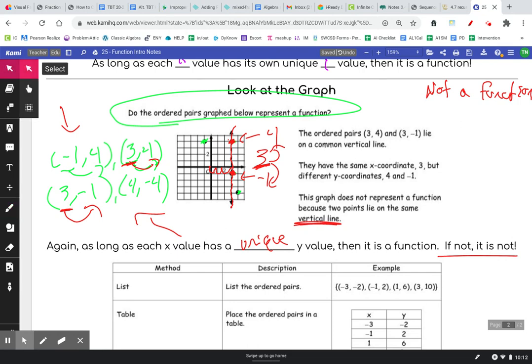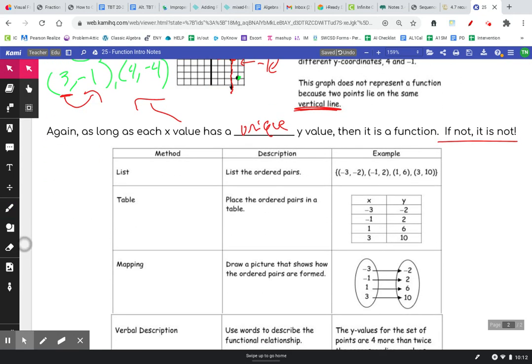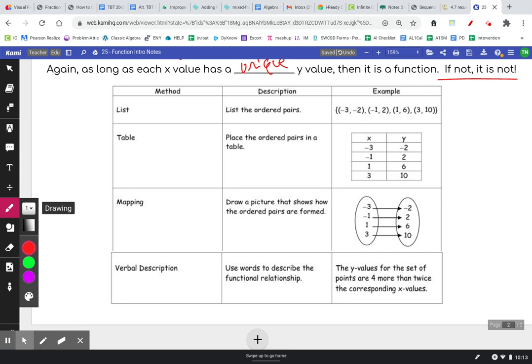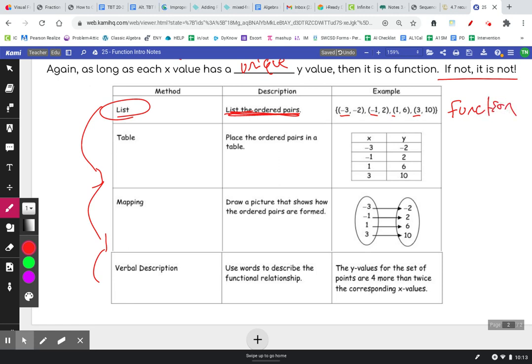Okay. Last but not least, there's just kind of 3 or 4 different ways that we'll see. Here we have listed 4 different ways of how we can tell if something is a function or not. Okay, we're going to just walk through these briefly. Our first method is like a list, which is just listing the ordered pairs, and we can easily tell. And we're actually using the same example for all 4 of these. So we'll see, again, plugged in a -3, out came a -2, plugged in a -1, out came a 2, plugged in a +1, out came a 6, plugged in a 3, out came a 10. We should be able to say function. That's a function.